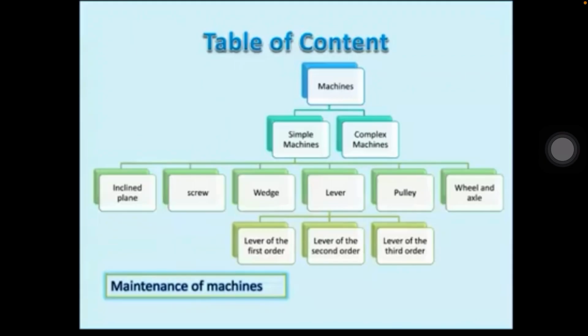In this lesson we are going to discuss machines, two types: simple and complex machine. Simple machines deal with inclined plane, screw, wedge, lever, pulley, wheel and axle. Lever again has three types: lever of the first order, lever of the second order, and lever of the third order. And lastly, maintenance of the machine.